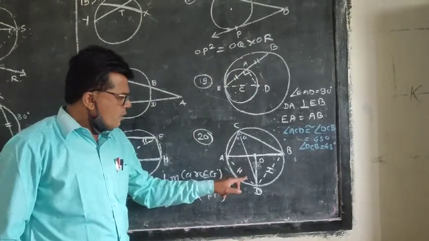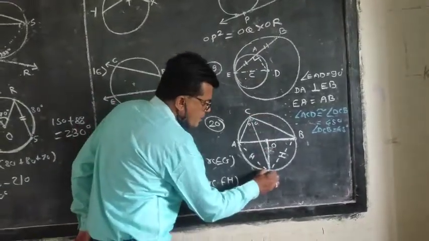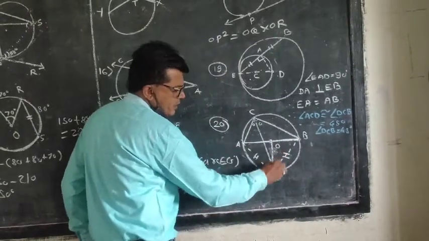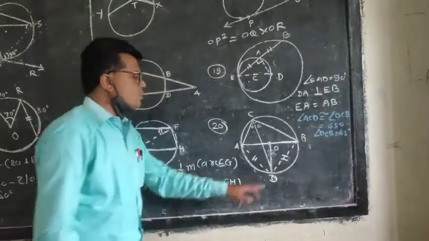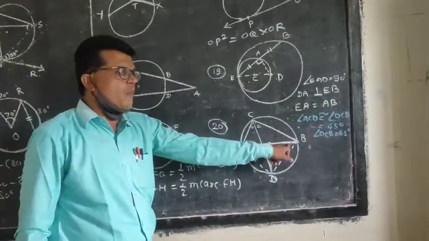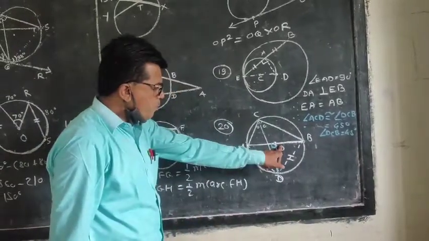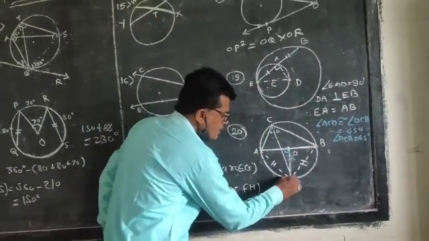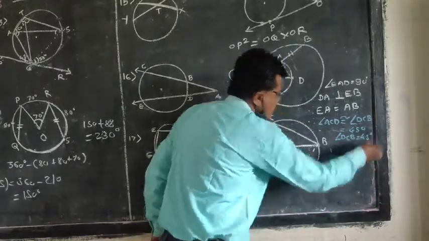Then we have to see now. Draw OD. OD is the radius of the circle, and a radius perpendicular to a chord of the circle makes 90 degrees. Then points A and B are equidistant from D. Here AD is equal to BD now. Then stop.